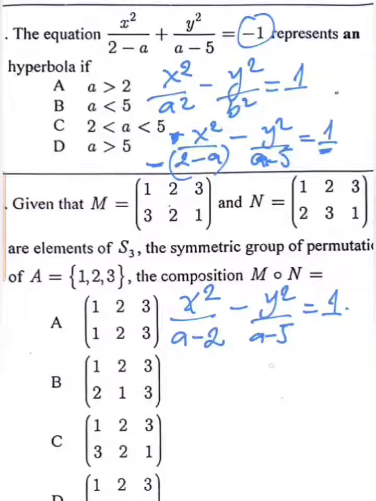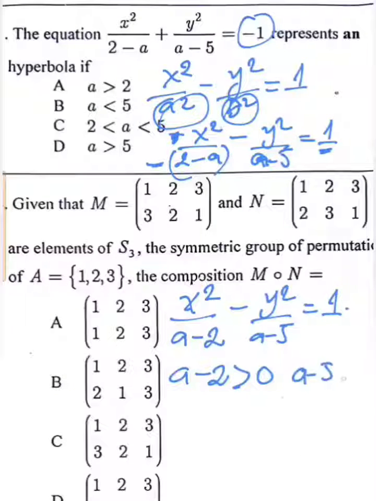Now, actually, to solve this problem, we have to look at the denominators of the standard equation. They are all squares, so there is a squared and there is b squared at the denominators of x squared and y squared respectively. So being all squares, it means that a minus 2 must also be a square, and so it should be greater than 0, as well as a minus 5 must be a square, and so it should also be greater than 0.